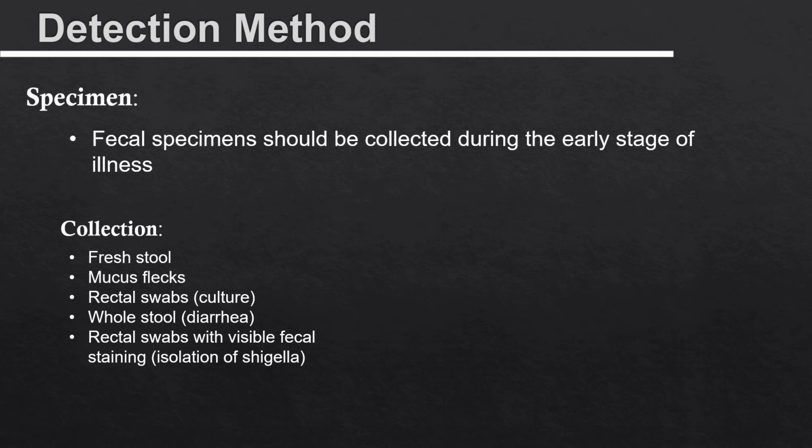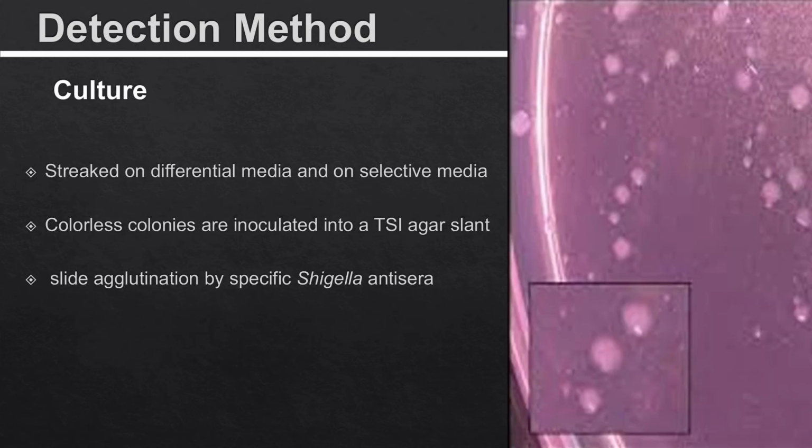For detecting Shigella, fecal specimens should be collected during the early stages of the illness. Specimens include fresh stool, mucus flecks, and rectal swabs for culture, while whole stool is usually the preferred specimen for laboratory workup of diarrhea. Rectal swabs with visible fecal staining present may be the preferred specimen for the isolation of Shigella. For culture, materials are streaked on differential media and on selective media.